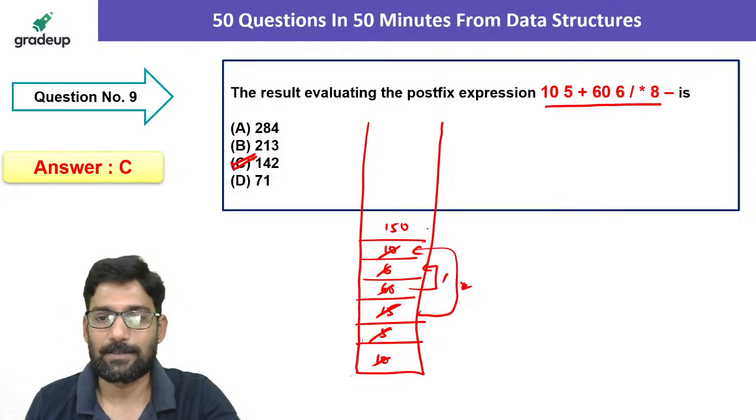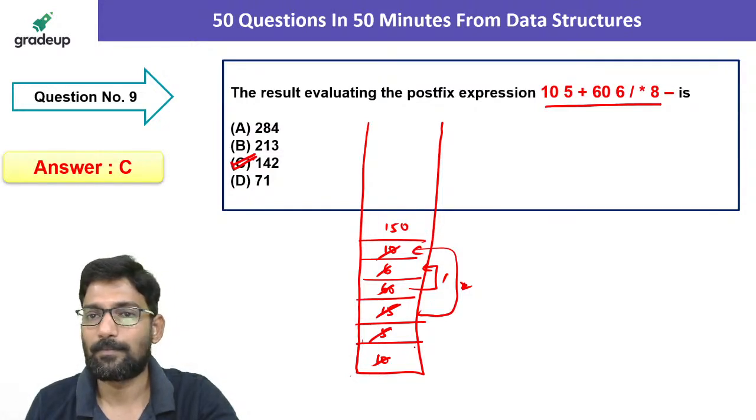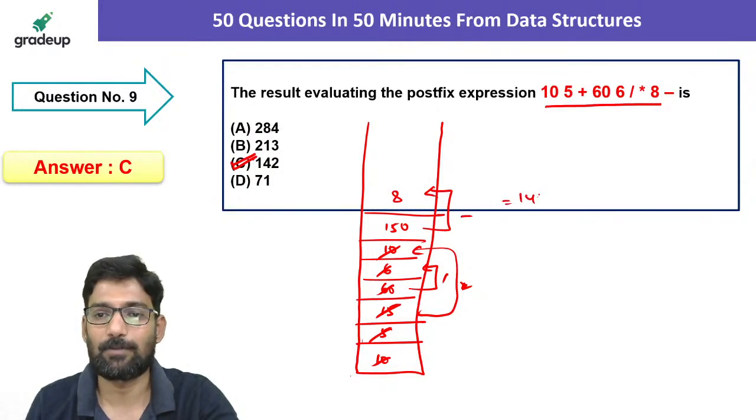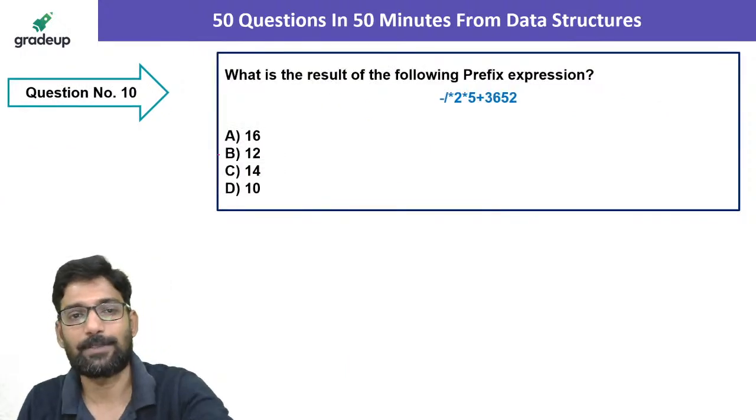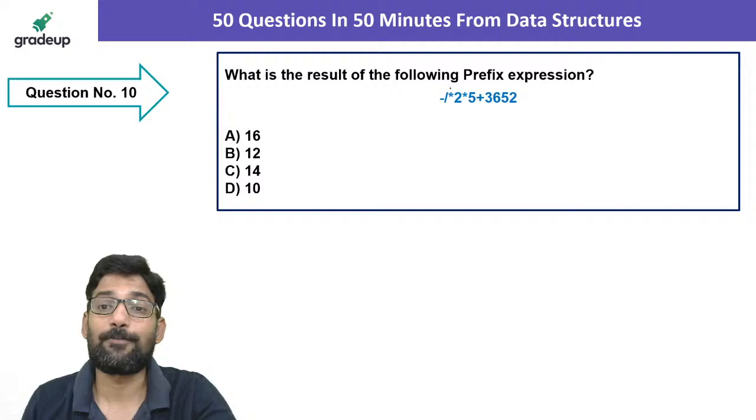Now minus. Okay, now 8 is there, sorry. 8. Now minus, 150 minus 8. This is 142. Okay. Next question. What is the result of following prefix expression?